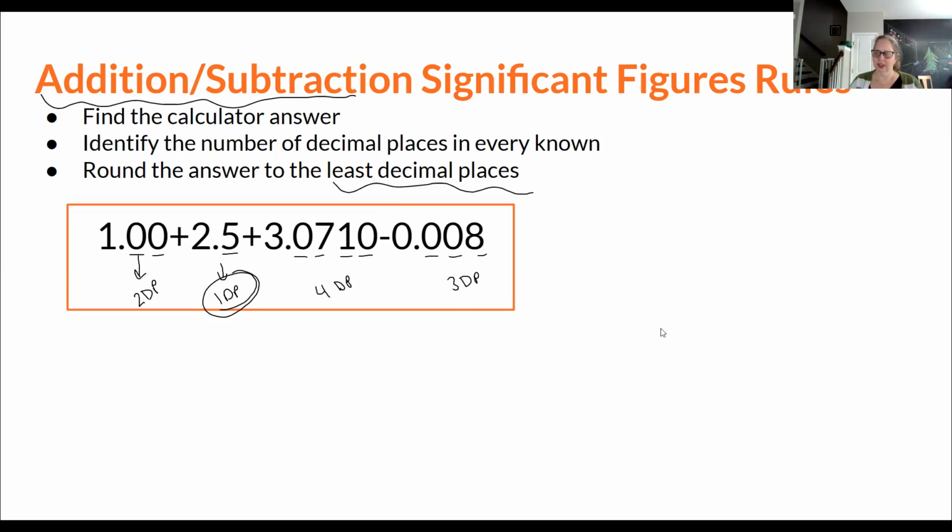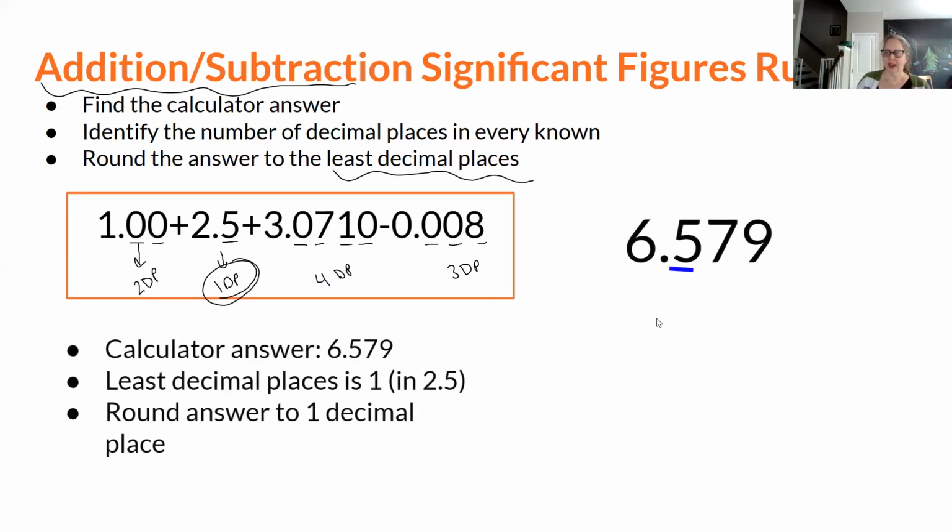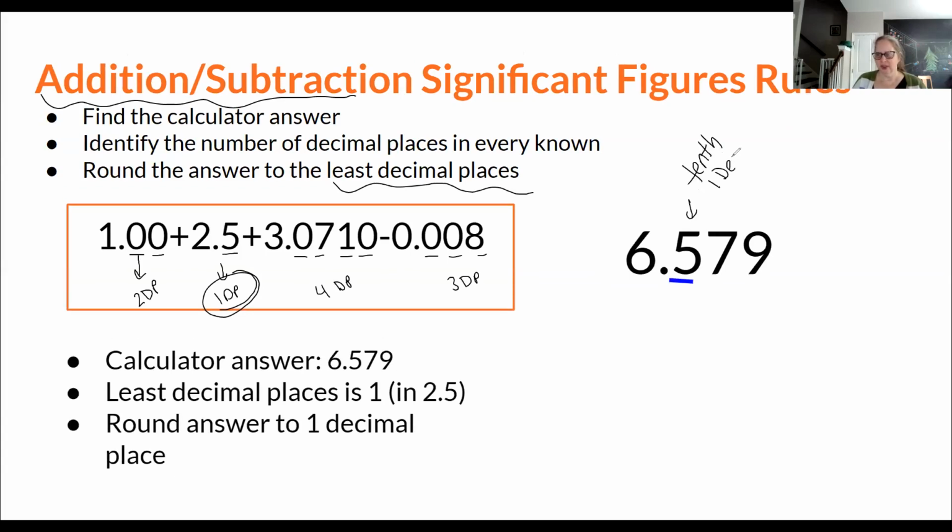Find the calculator answer. And where's my 1 decimal place? The 5. The tenths is the 1 decimal place area. So I'm rounding, in this case, to the 1 decimal place. Always check every single time. Your rounding point can be different. So I'm either going to round down to 6.5 or round up to 6.6. I look next. It's a 7. Round up. So my answer is 6.6.